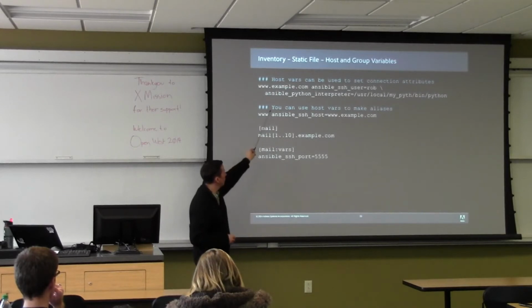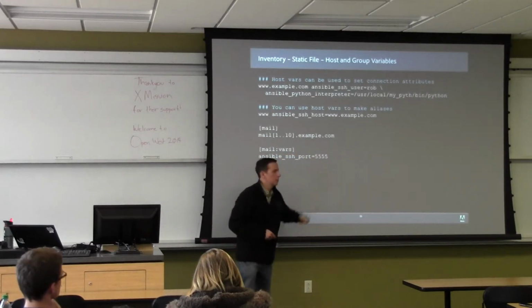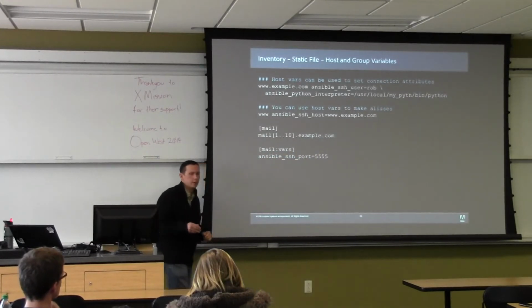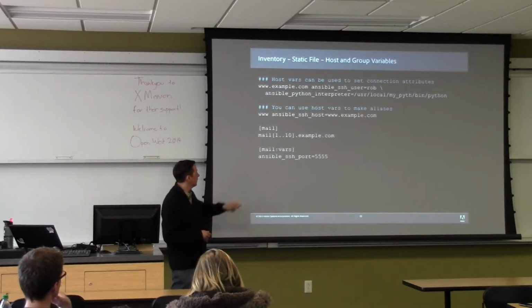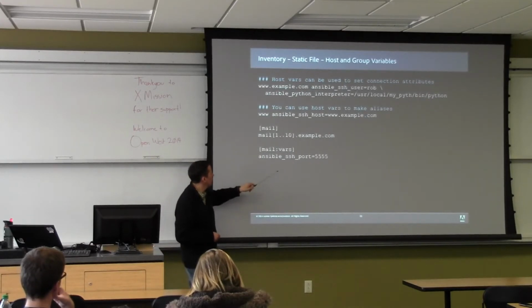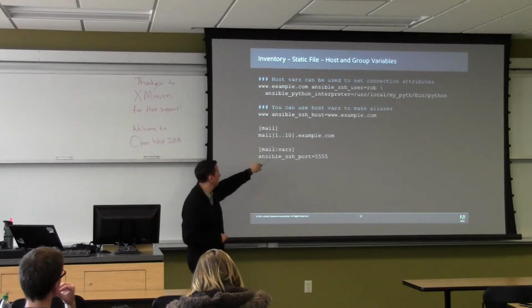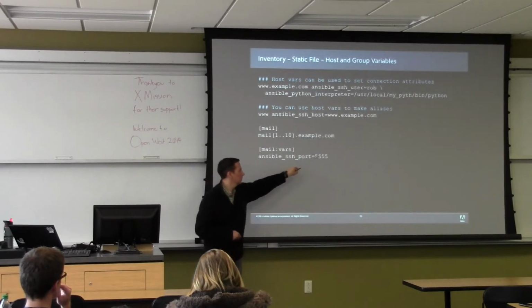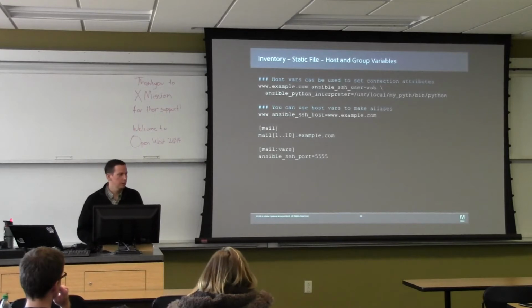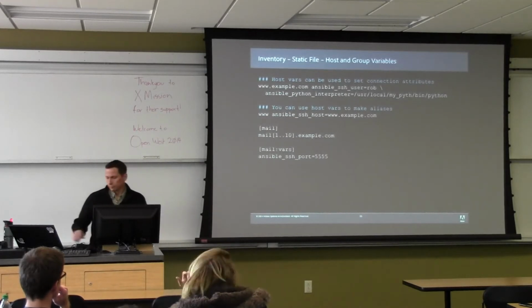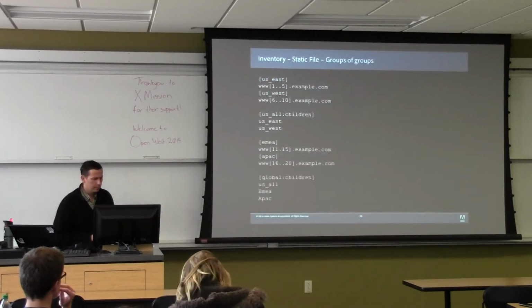You can also use host bars to make aliases. So just www always becomes www.example.com. So if you want to give some shorthand to your command line, you can do that. And then here's expansion. You can set vars for all the mail hosts this way. So you've got the mail group, and then the variables for the mail group are always use SSH port 5555. And there's a lot of different variables that you can set depending on what your needs are and however your environment's set up.